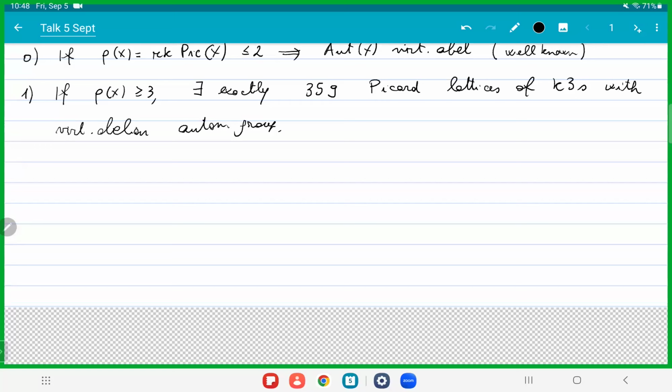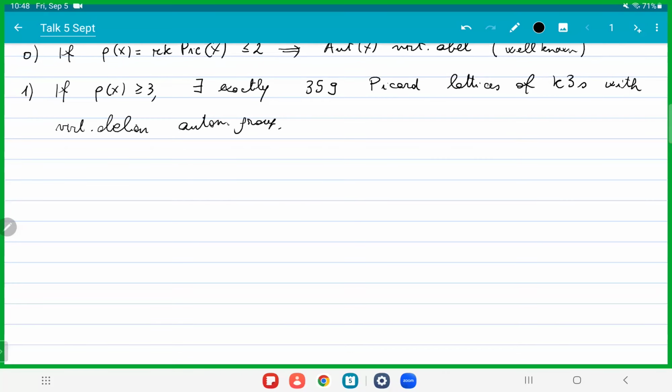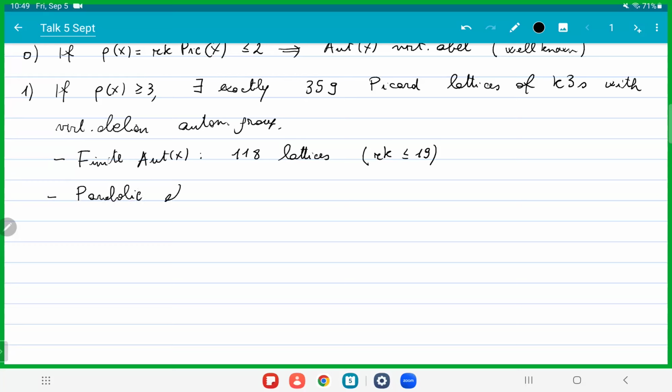And I can be much more precise than this, because again, there are only 3 types of virtually abelian groups. There are those of elliptic type, so with finite automorphism group. These were classified by Nikulin and Wimberg, and there are 118 lattices. And the rank is at most 19. Then we have the parabolic ones, so parabolic elementary automorphism group, which are sometimes called zero entropy K3s.